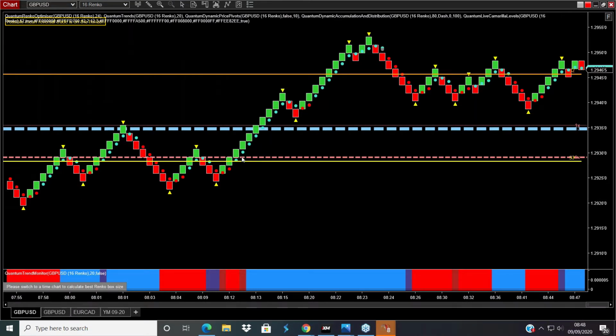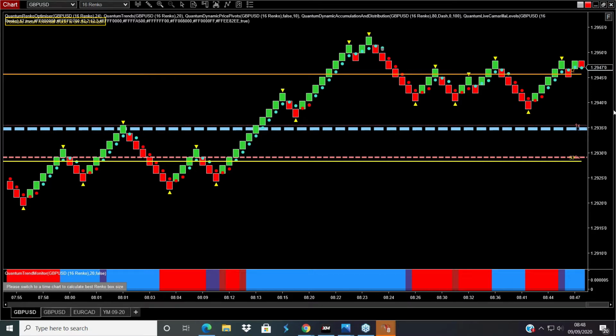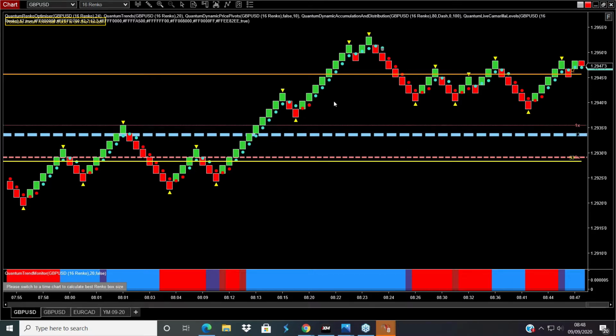Why was it valid? Well, we had the trend dots turn blue, we had the trend monitor turn blue, and as we can see here, entry was when these are in agreement. So it was at 120. Let's have a look. Well, say 129.30. Where did it come off? 129.50. Possibly you take 10, 15 pips.